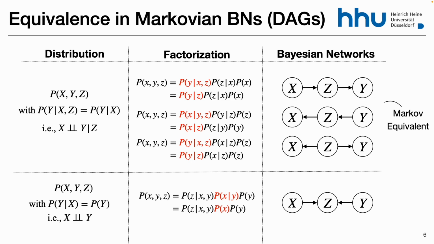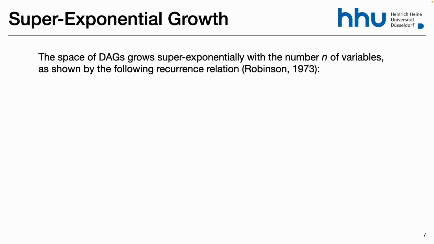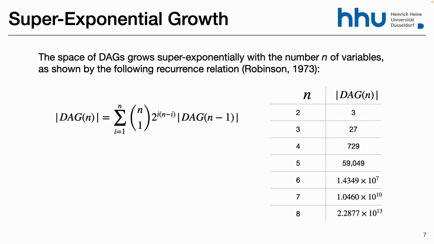We can count how many possibilities you can factorize and how many of these diagrams you can compute. The number of diagrams that exist over any number of variables is given by this formula, and it's super exponential in the number of vertices. This is just a table for you to have a notion.